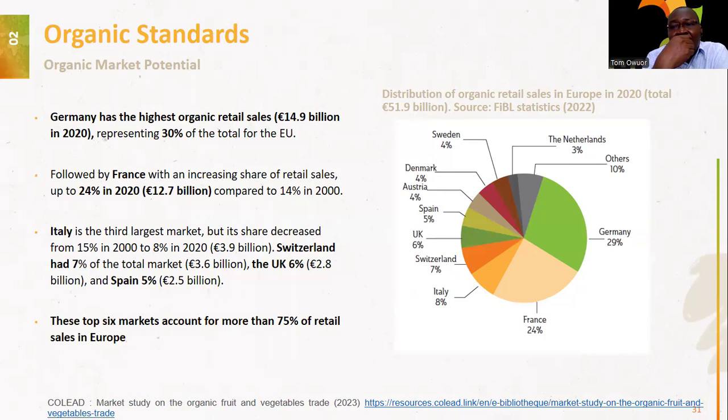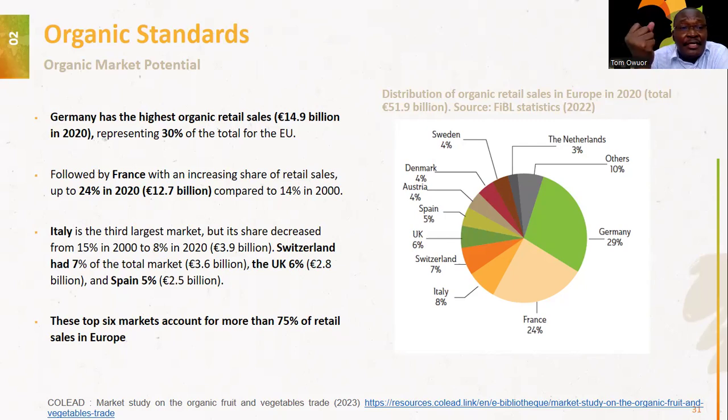Now, this is a summary that then gives you the potential market for your organic products. If you look at this pie chart, Germany leads with 29%, and then it is followed by France at 24%, and then there is a grouping of other countries that actually do 10%. So organic market is a niche market that some of us need actually to consider to be able to cash into this lucrative market. You can see that Germany bought goods worth 4.9 billion euros in 2020.